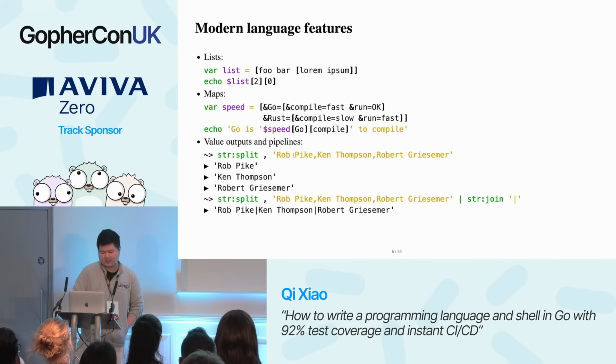But in Elvish, you can do something like this: string split, and then this is the separator, and this will give you three individual strings that are individual values, kind of like how you would manipulate slices in Go. Slightly different, but you get the idea. And then you can also pass that through a pipeline. For instance, after you split into these three values, you can join them back together, here using pipes, and you get a single string back.